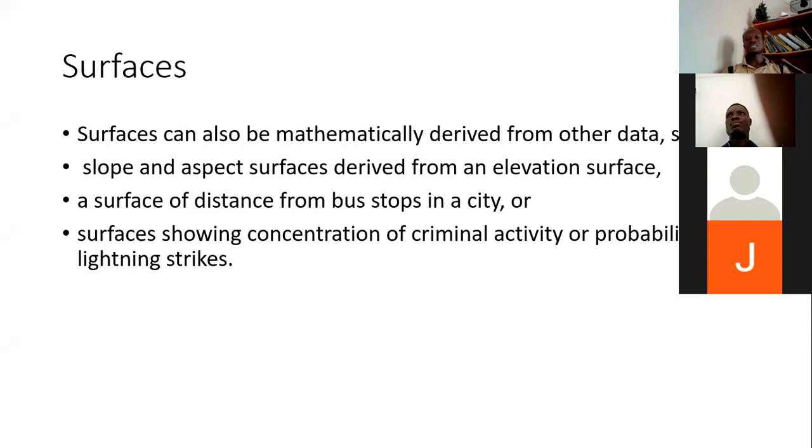So what is a surface? We have to just go backwards again. Surfaces are simply phenomena that have values across their extent. In other words, something is happening. That's a phenomenon. And within wherever that thing is happening, the extent of it, you can have a value everywhere you are. What does it mean?